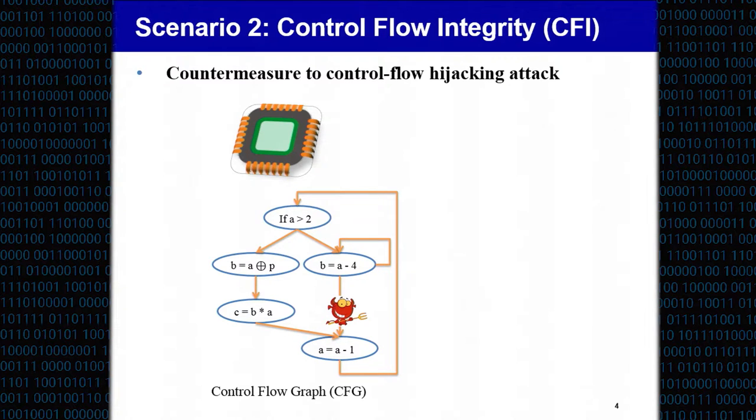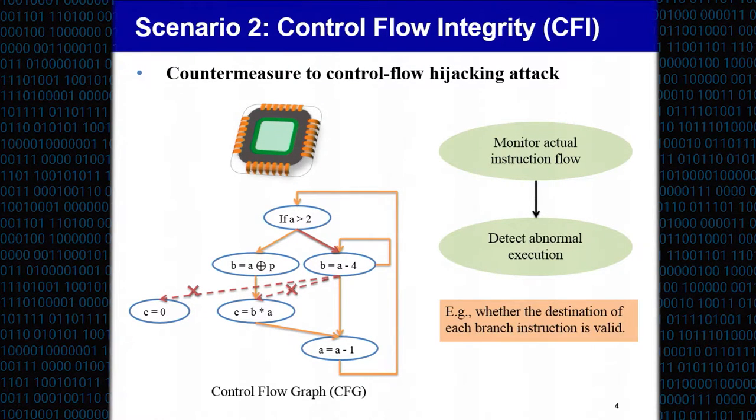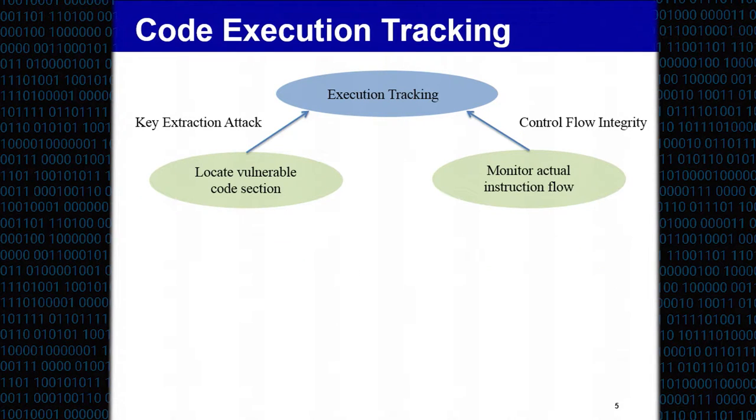Hence, CFI, control flow integrity, is proposed as a countermeasure for such control flow hijacking attacks. CFI also needs to monitor the actual instruction flow during execution. However, instead of locating the code sections, it intends to detect any abnormal execution that deviates from the control flow graph. For example, some CFI techniques monitor the instruction flow by checking whether the destination of every branch instruction is valid. So if we use execution tracking to represent the ability of tracking the instruction flow during execution, then it is the basis of both key extraction attacks and control flow integrity.